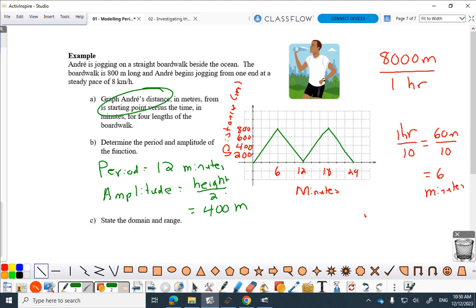Domain and range. I think the range is the easier one here. Domain is just the element of reals, right? It's x element of reals, and y is greater than 0 but less than 800.